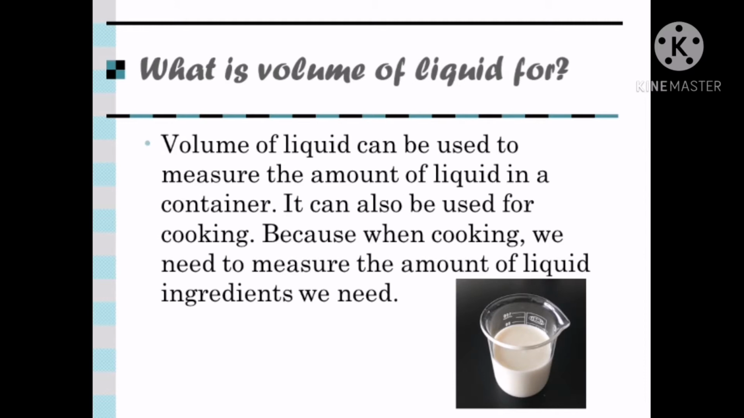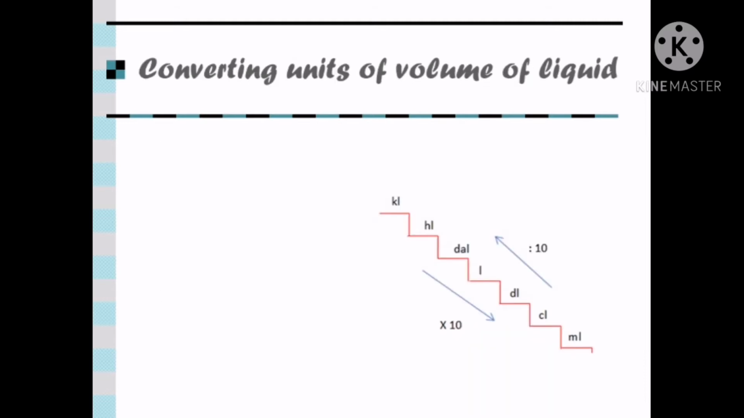we need. Converting units of volume of liquid. 1 liter is equal to 1000 milliliters, because from liter to milliliter you need to go down 3 stairs. So times 1 by 1000, and 1 liter is equal to 1000 milliliters.